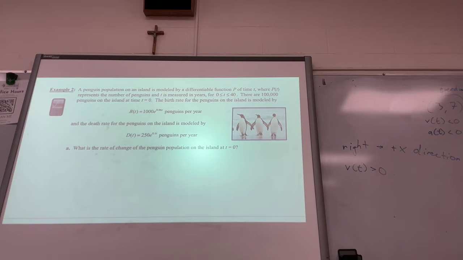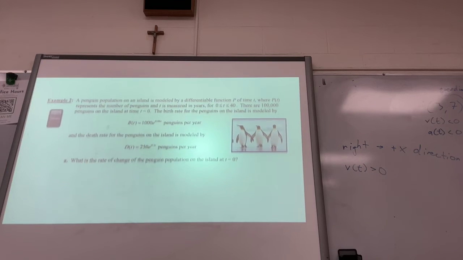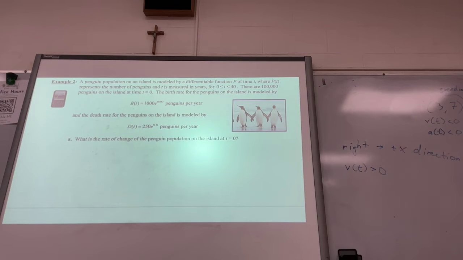All right, so can we do example 2, or any more questions over 1? Example 2, a penguin population gets modeled by a differentiable function p of time t. All right, this stuff's actually really applicable to the real world, where p of t represents the number of penguins.